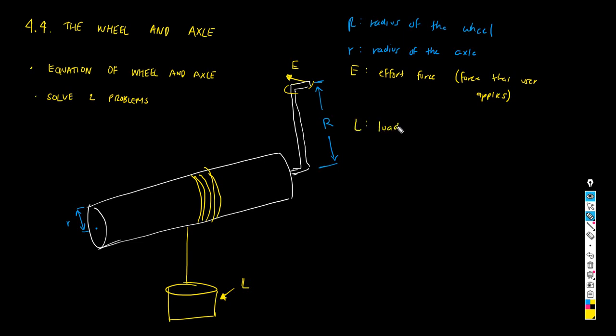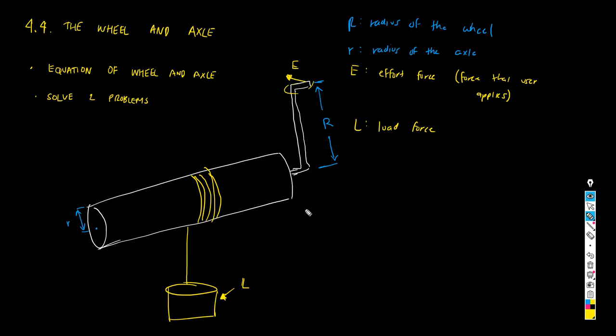Load, force. We have a big radius, the radius of the wheel. We have a small radius, the radius of the axle. We have the effort force that the user applies, and we have the load force, which is going to be basically the output force that the machine will produce when you input this force as a user.